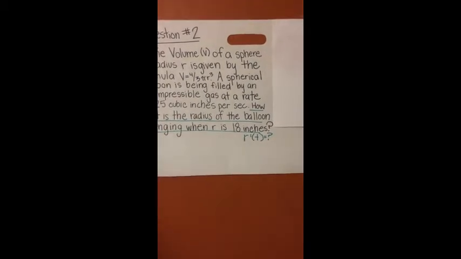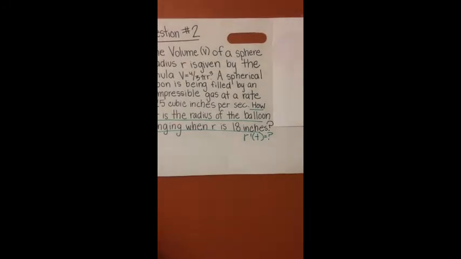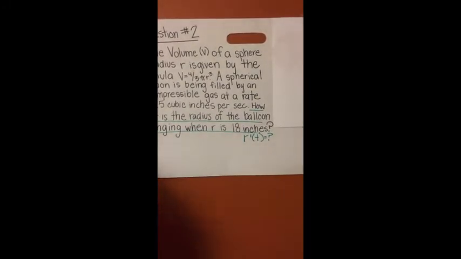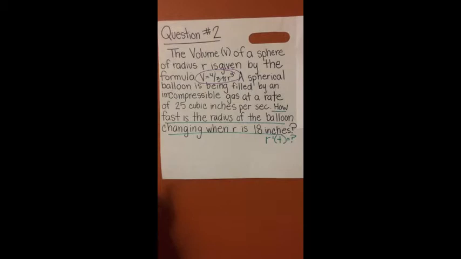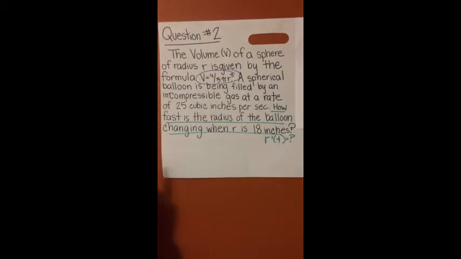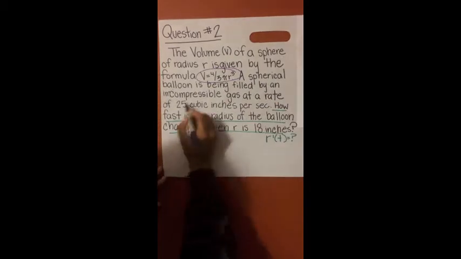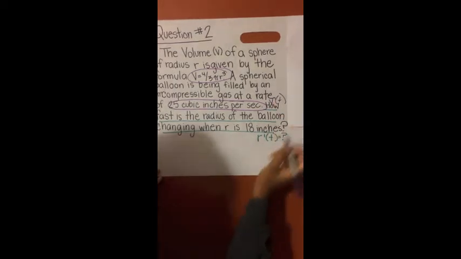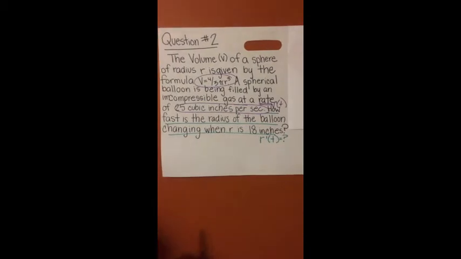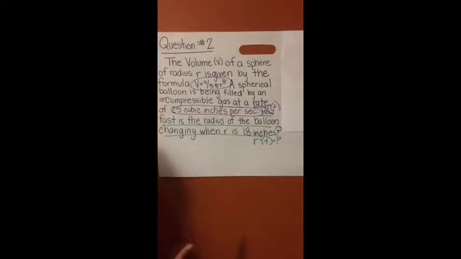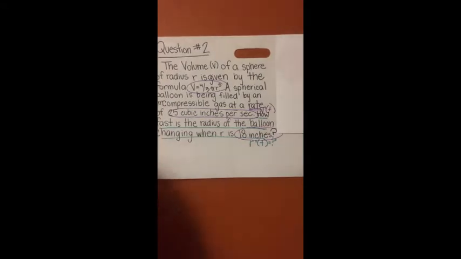Now that we know what we are looking for, let's go back into the question and pick out the important information. So first, the volume of a sphere is given to us, the formula for that. Second, we're given the rate in which the volume is increasing, so 25 cubic inches per second is going to be our V prime of t. Again, rate is the key word we're using here. And lastly, that r is equal to 18 inches.